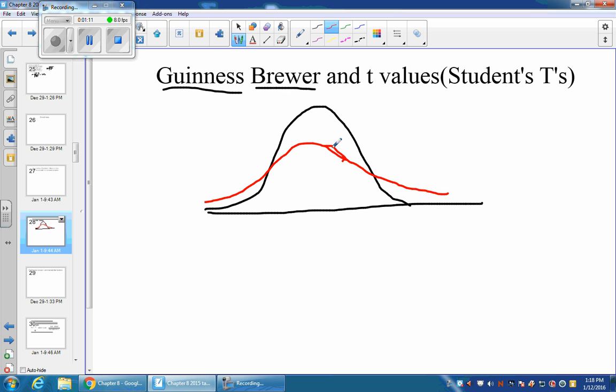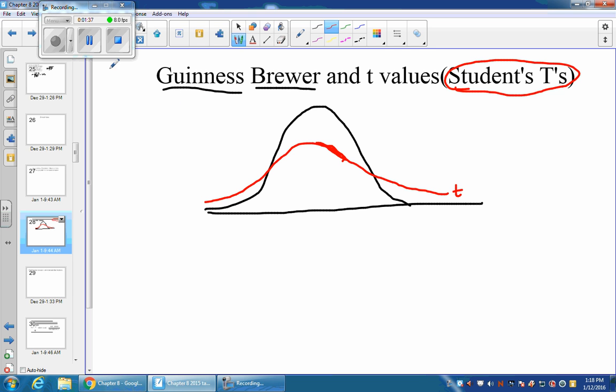And he didn't want anybody to know that Guinness is working on this master brew. So he decided to not publish this under Guinness's name or his name. He didn't want to be known, but he wanted it out there in the community. So he called it the student T. So to this day it is called the T distribution. So it's just the normal distribution and it's flattened out.